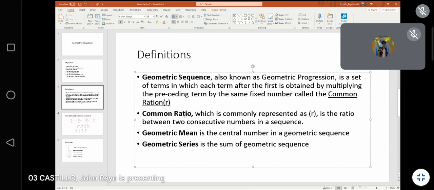Okay, moving on. The definition of the common ratio, commonly represented as R, is the ratio between two consecutive numbers in a sequence. So if we divide a geometric sequence term by its preceding term, we will get the common ratio. The geometric mean and series, I will not tackle much, but I put it here for reference. The geometric mean is the central number in a geometric sequence, meaning it's the number in between two non-consecutive terms. And the geometric series is the sum of a geometric sequence.